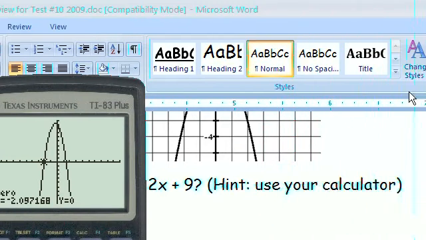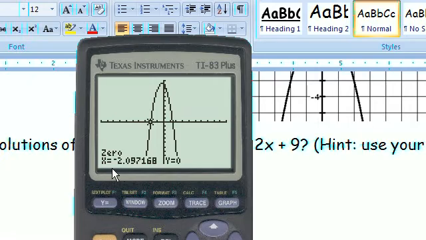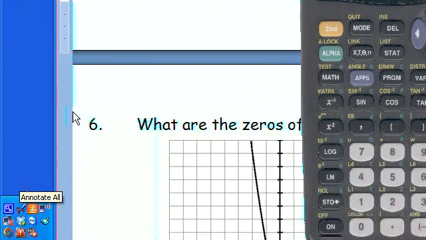On a test, I'd accept -2. I'd accept whatever. If you want to write the whole thing all the way out to those digits, that's fine. Looks like I just broke my stylus here. So -2 is our first zero.